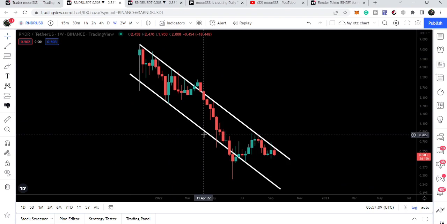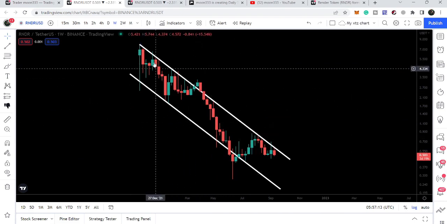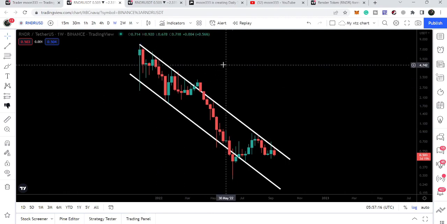That can be another indication that the price line can break out the resistance of the channel, because the more it will test the resistance, the more there are chances for the breakout.